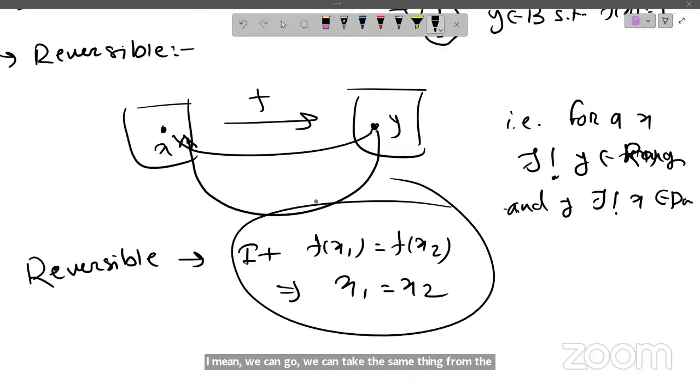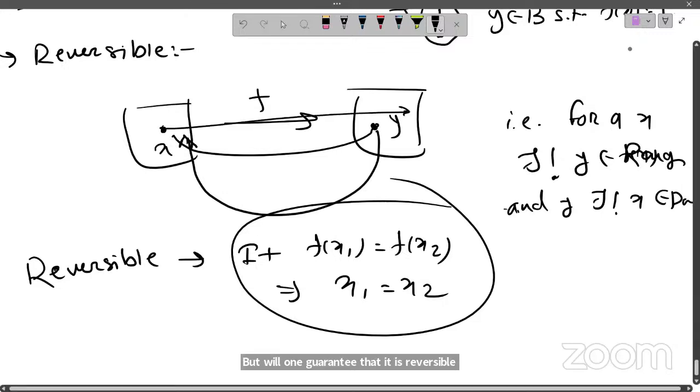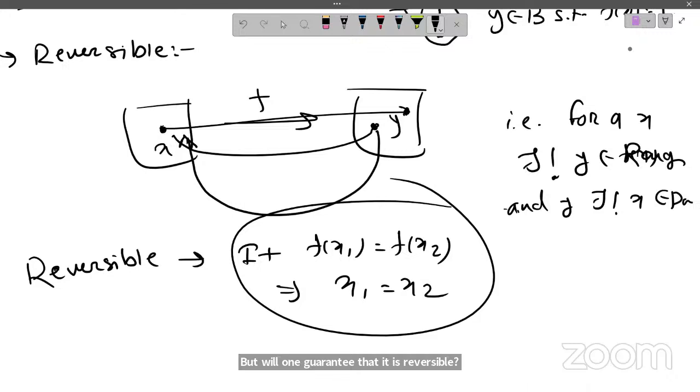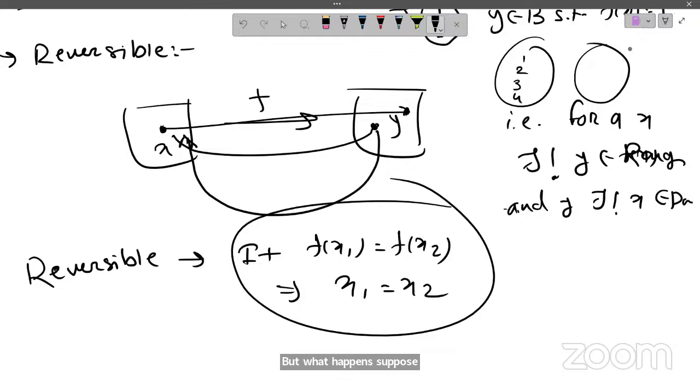I have a doubt. Reversible guarantees that it should be 1-1, but does 1-1 guarantee that it is reversible? Yes, it will guarantee, because for a unique x you have a unique y, and for that unique y you have a unique preimage, so you can come back. But suppose I define a function in this way: this is 1, 2, 3, 4, and this is C1, C2, C3. If I define it in this way, then it is 1-1, correct, for unique things, but it is not a function.